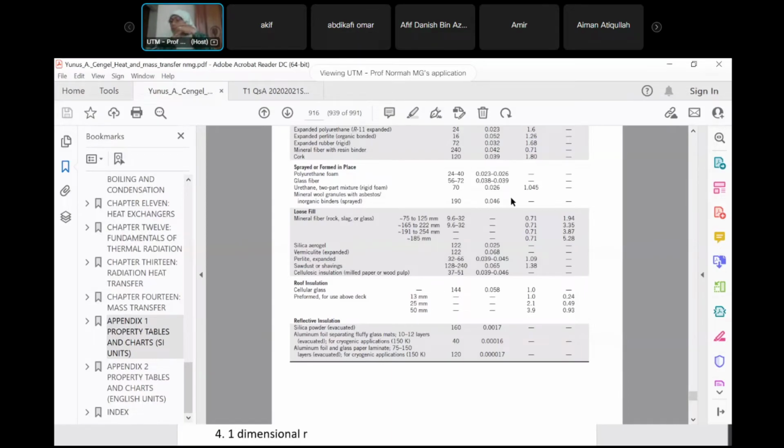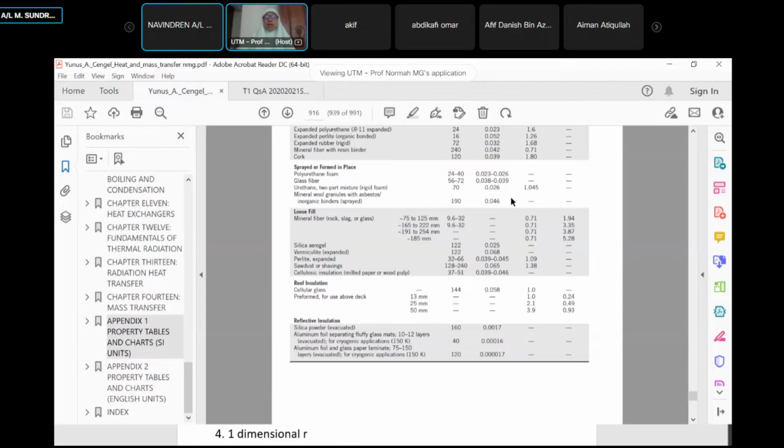It's not here. Which one would you choose? Why do you choose polyurethane foam? Why not glass fiber? Why not urethane? Why not mineral wool?